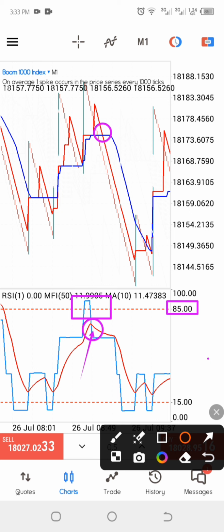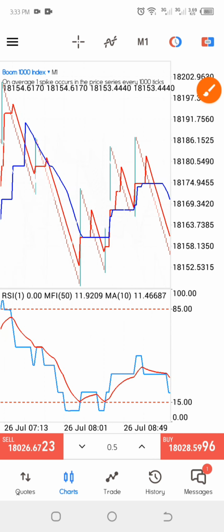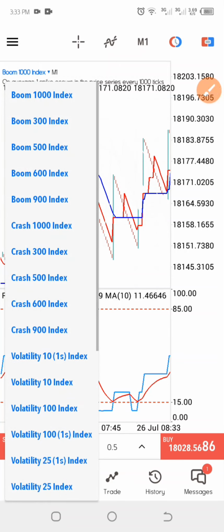So these lines cross below each other. After they cross below each other, you are now entitled to your sell. Okay, so that's how you take a trade in the ranging market, and that's how you take a trade when the price is trending. Very simple and very straightforward strategy. Okay, so let me give you guys one more example, then we are going to talk about another thing.